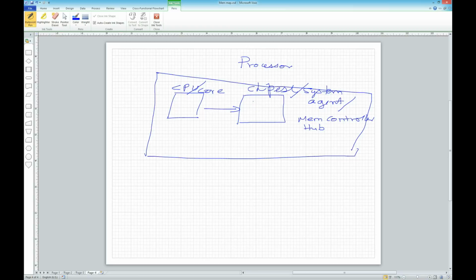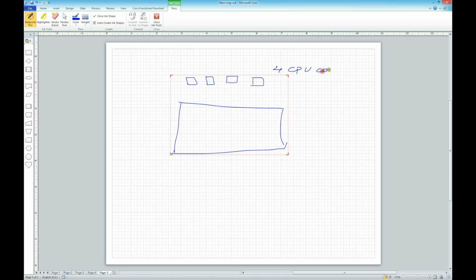So if you look at the system agent in particular, I'm going to draw a system agent here. And there are multiple CPU cores. Today's processors are multi-core processors. Let's take an example of a four-core system. So there are four CPU cores in here. Okay, four CPU cores, and we have a system agent.